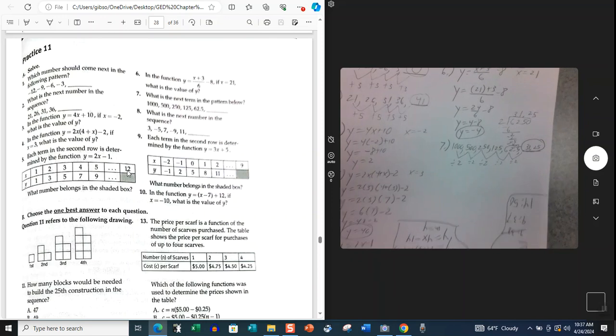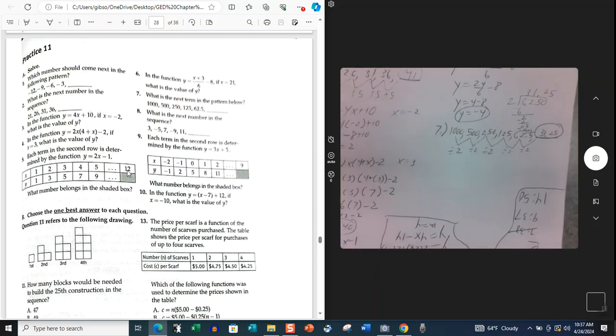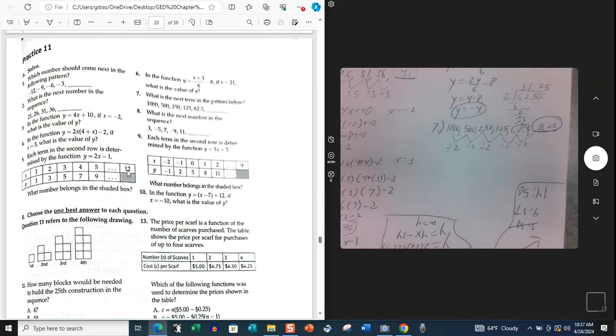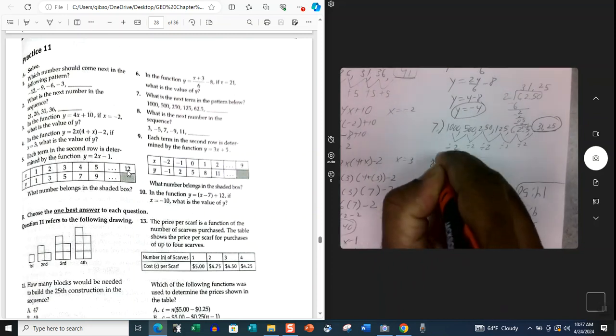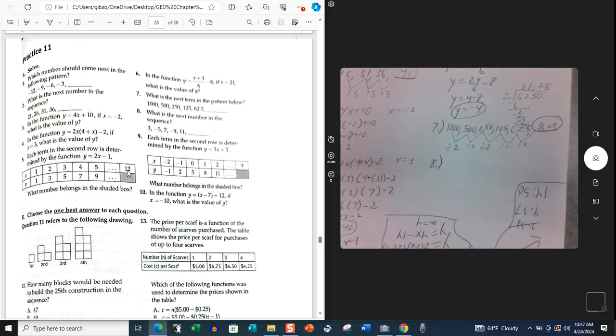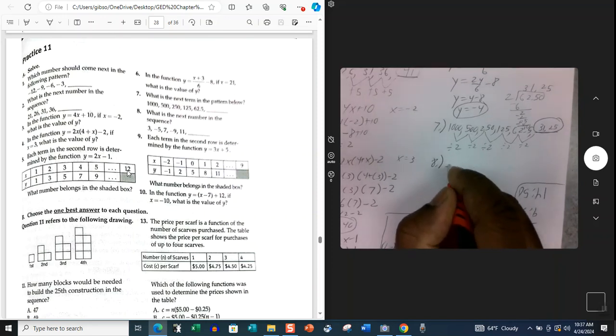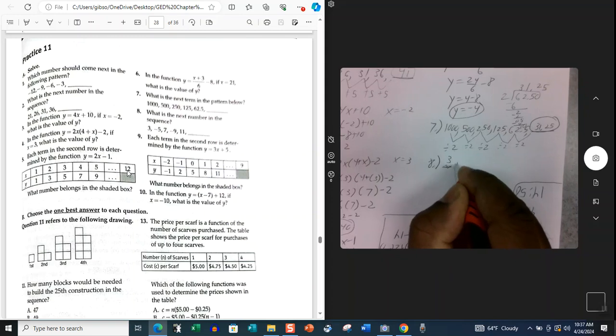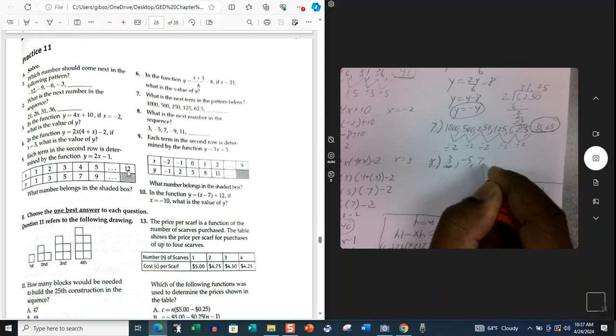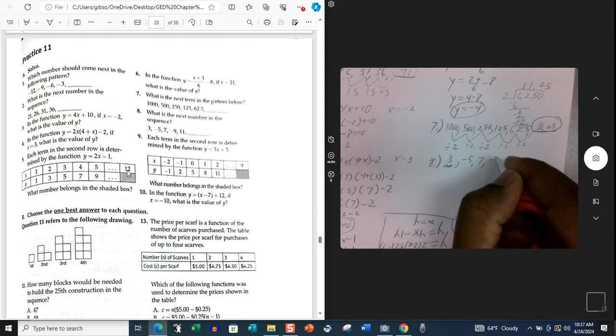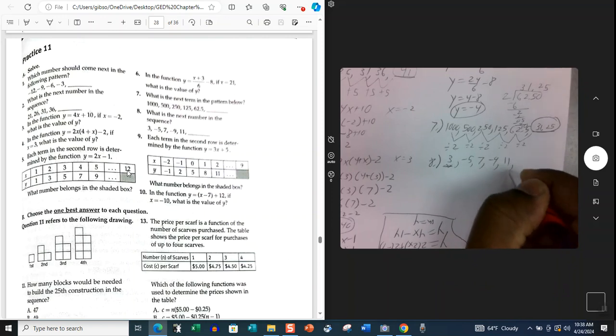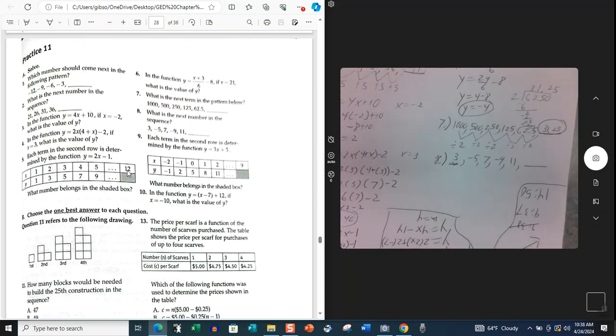That would be our answer, 31.25. All right, now we go here to problem number 8. Problem number 8, it says, what is the next number in the sequence? Now we have 3, -5, 7, -9, 11, and so on.